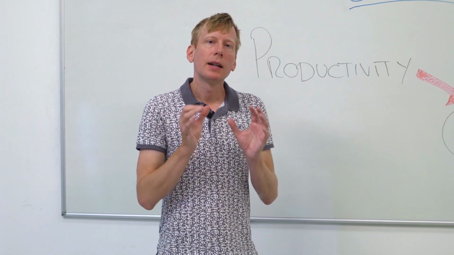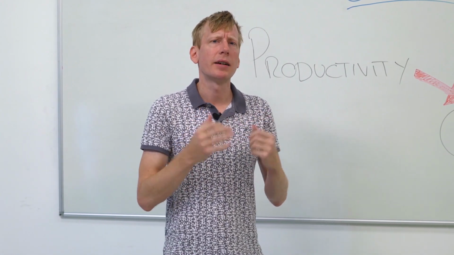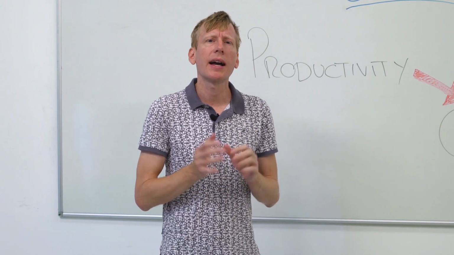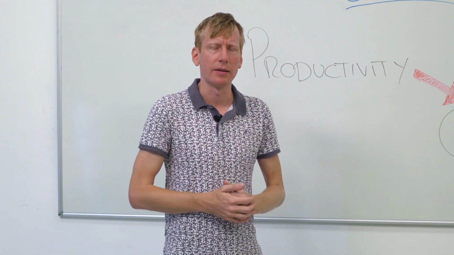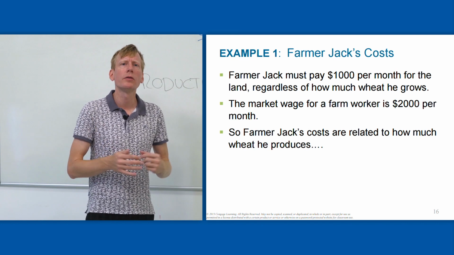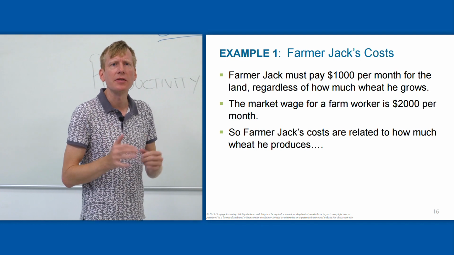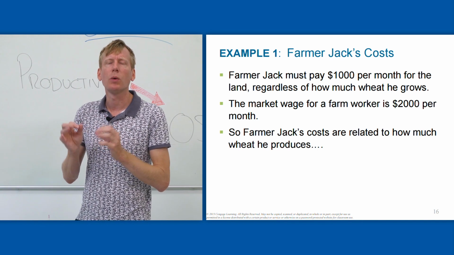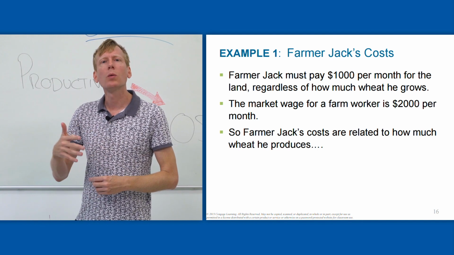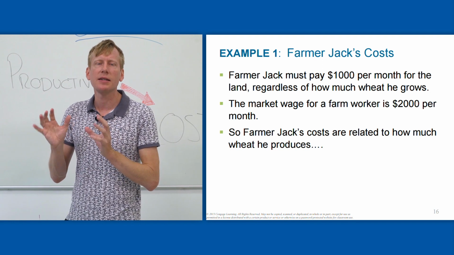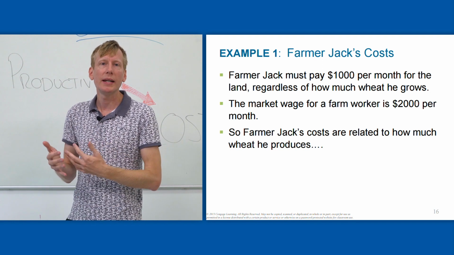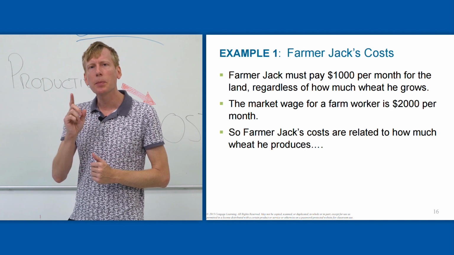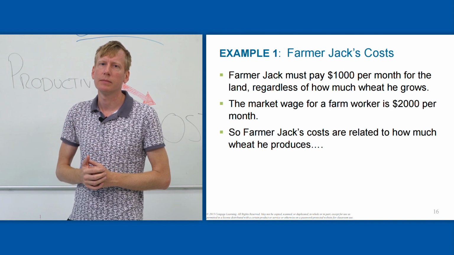So next, let's put some monetary values in this example with Farmer Jack. Suppose that Farmer Jack has a fixed cost for land. It could be 200 per acre, but we assume he uses 5 acres. So his total cost for land is 1,000. No matter how many workers he hires, that land cost doesn't change. No matter how much wheat he's able to sell, his land cost doesn't change. And that's a part of his total costs of production.